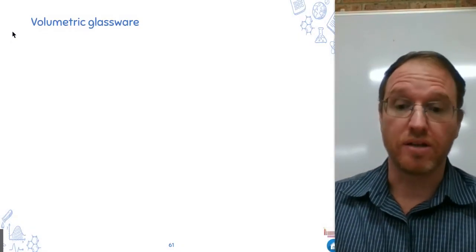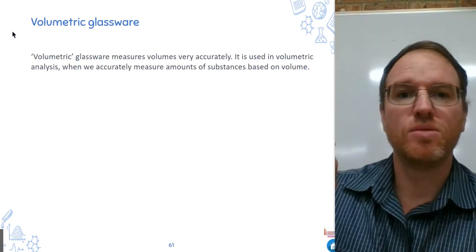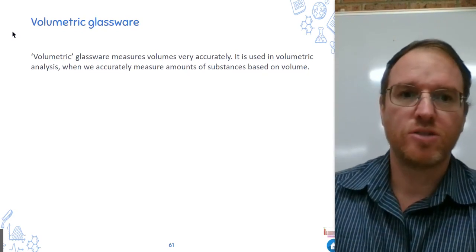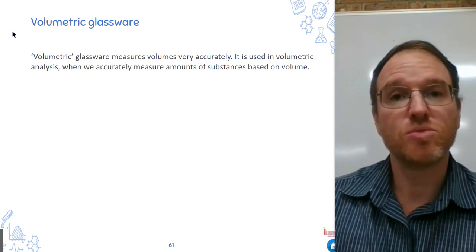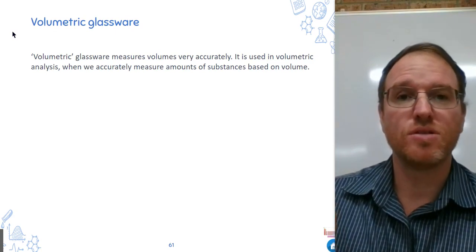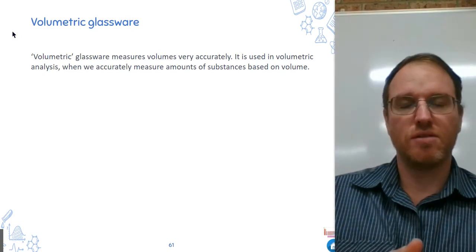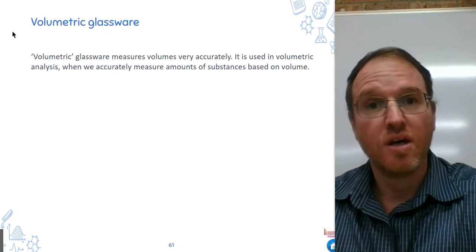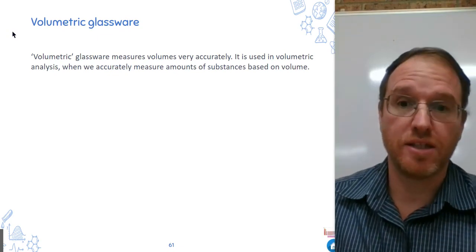How do we prepare it? We need to use volumetric glassware, and this measures volumes very accurately. It's used in volumetric analysis. That's a term you'll start to hear more, which is when we measure amounts of substances very accurately based on volumes. You might have come across gravimetric analysis, where it's based on mass, but often we're doing volumetric analysis.